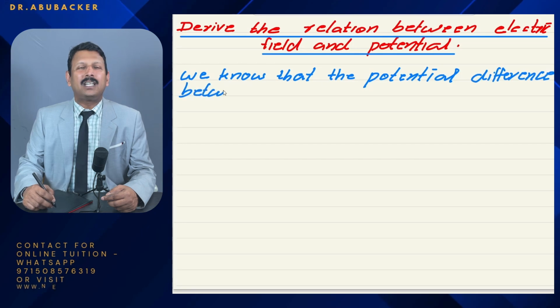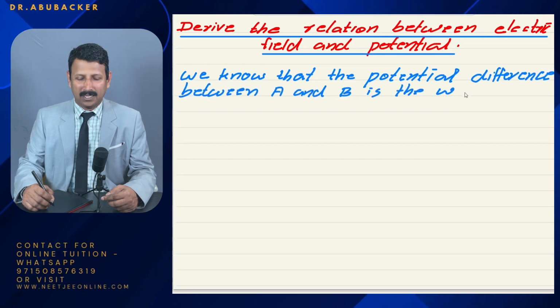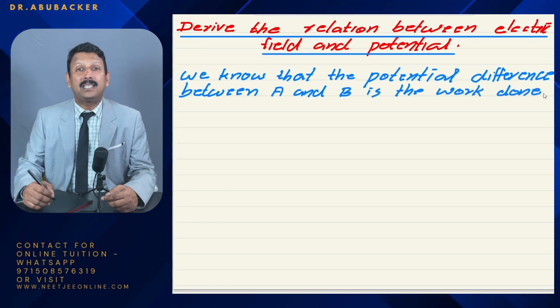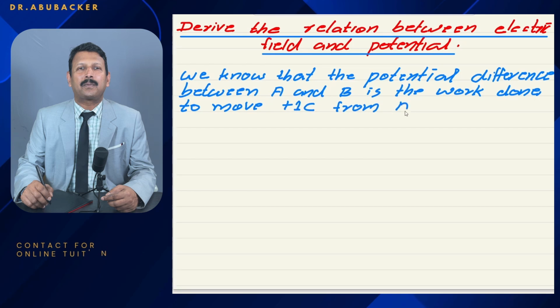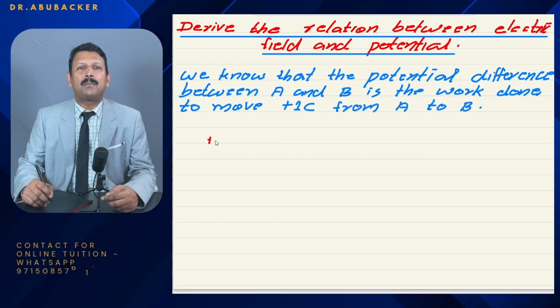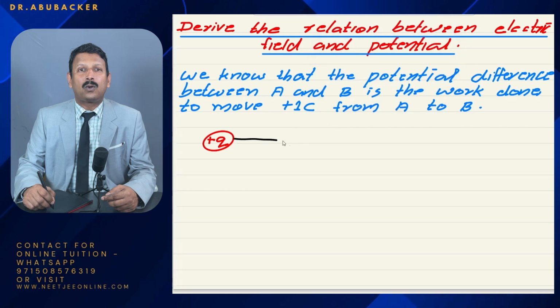So you know the work done derivation or definition, right? We know that the potential difference between A and B is the work done. Potential difference actually means the work done. So the potential difference between the points A and B is the work done to move plus 1 coulomb charge from point A to point B.